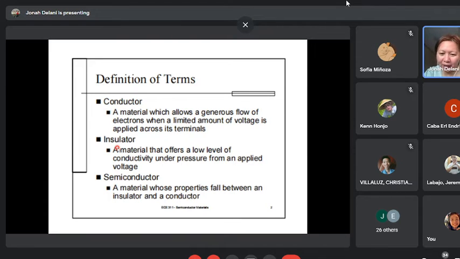An insulator does not allow current to flow. If there is current and we touch it, we will not be electrocuted. Now this time, we have a conductor and an insulator. But there are materials whose properties are between that of a conductor and that of an insulator.